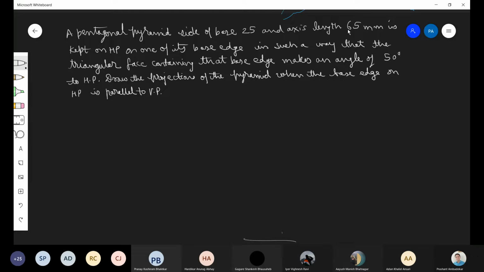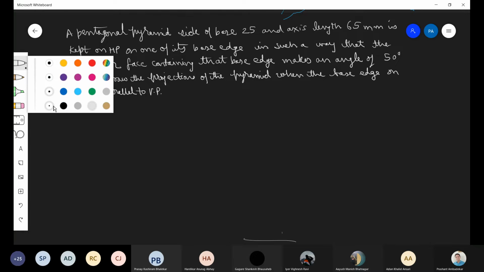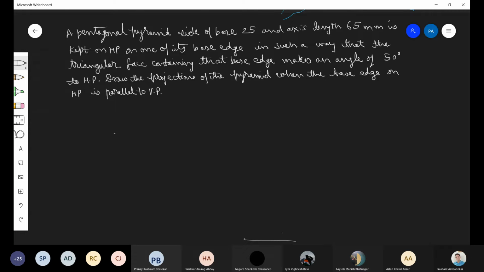Side of base 25 and axis length 65 is kept on HP on one of its base edge. Okay, it is kept on HP on one of its base edge. मतलब this is the XY line and it is kept on HP. So it is kept on HP मतलब पूरा का पूरा pentagon कैसा है? HP में है. So what will you get in the front view? You will get a triangle in the front view. And what will you get in the top view? You will get a pentagon.